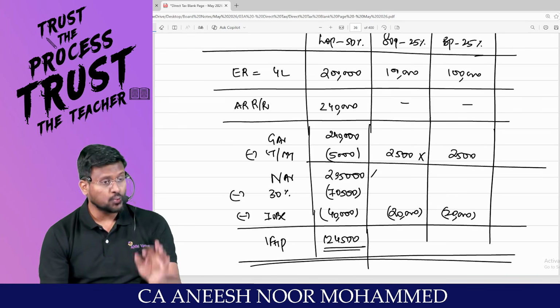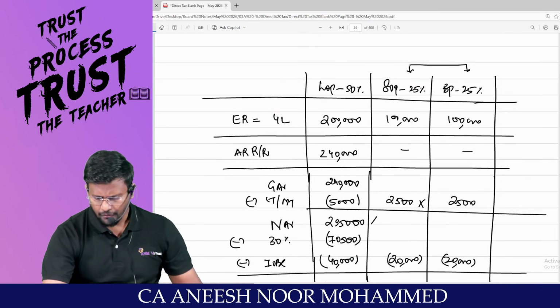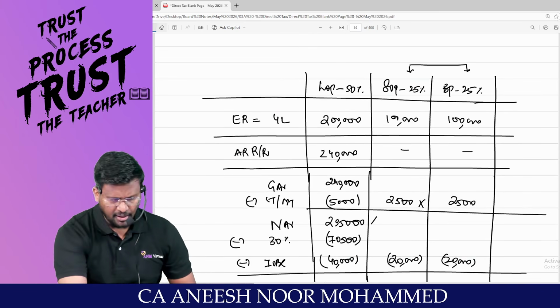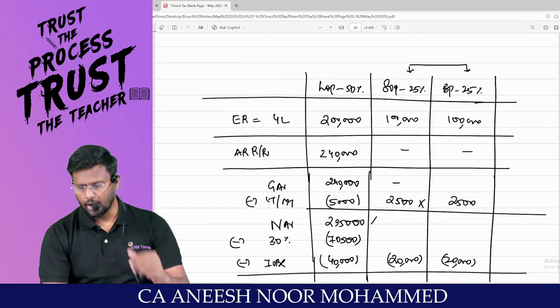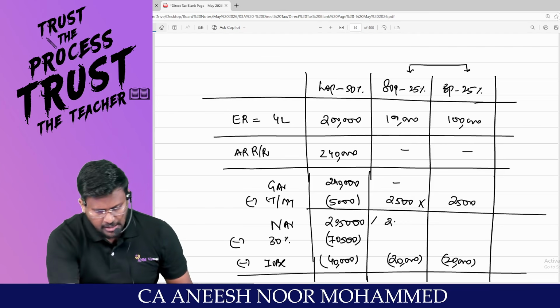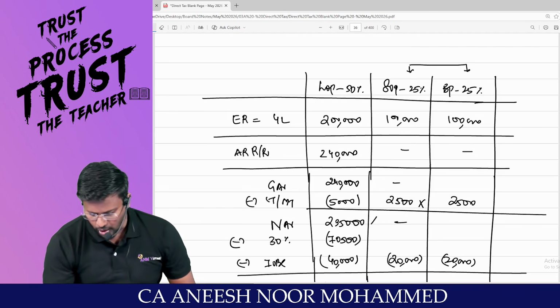1,24,500 will be the taxable income from house property. For self-occupied property, GAV will be nil. Am I right? LTBMT cannot be claimed as deduction, so NAV will be 0, not 2,500. Hence 30% will automatically be 0.